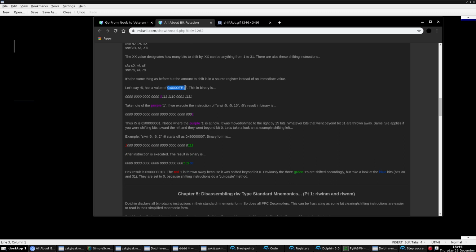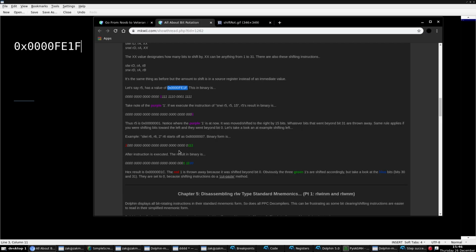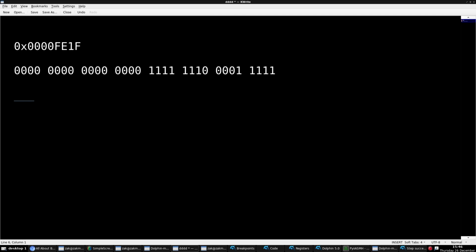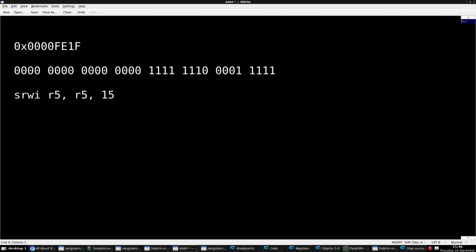Okay, so let's say R5 has this value. Okay, this is the value in hex. Okay, convert that to binary. Boom. Alright. So if we execute this instruction, every bit gets moved. Now you're probably wondering, what happens if something goes past, or excuse me, this is a shift to the right. With this shift right instruction, everything gets moved from left to right, okay? From left to right. And it gets moved over 15 slots, 15 for 15 bits.